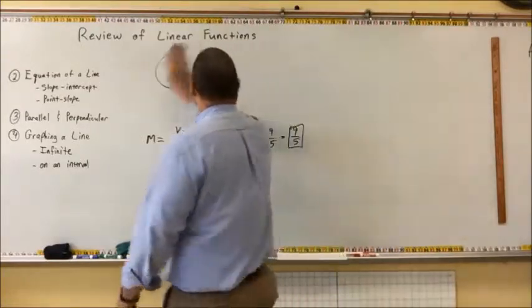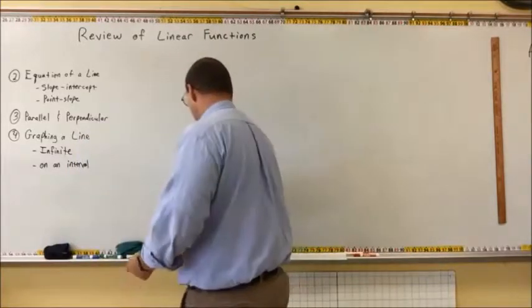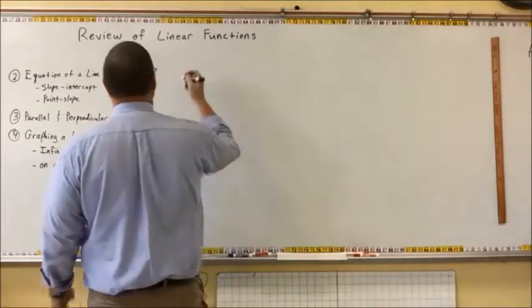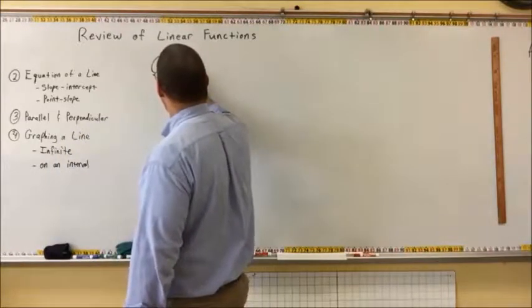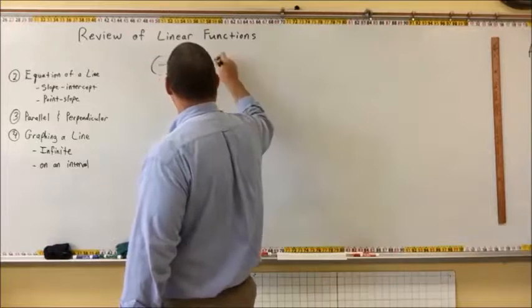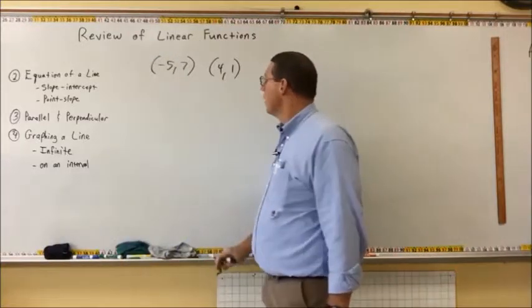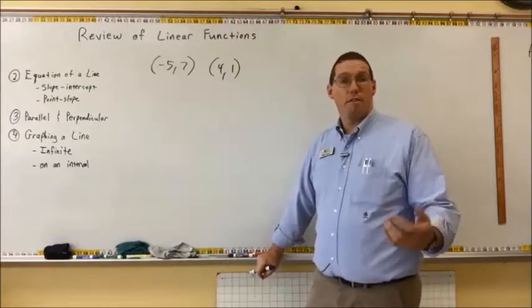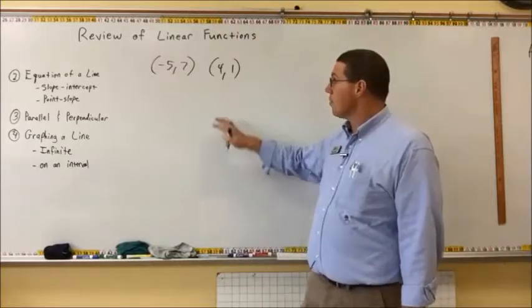Let's see here. We'll just pick 2 points, and then write the equation of a line. So let's say we want the equation of the line that passes between the points (-5, 7) and (4, 1). All right. So why don't you maybe pause the video and see if you can figure this one out on your own. All right, so here's what we're going to do.